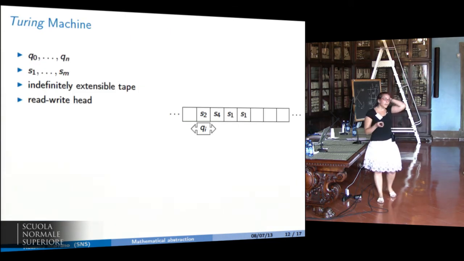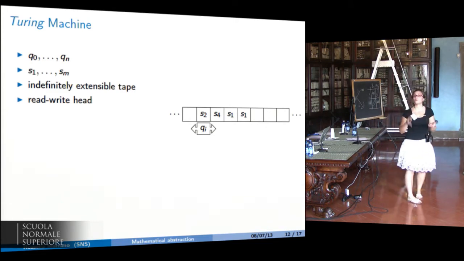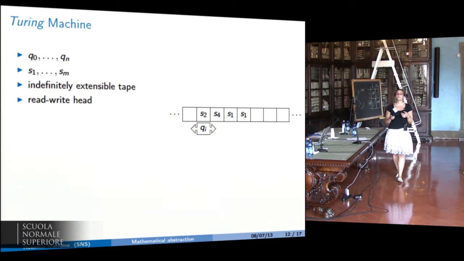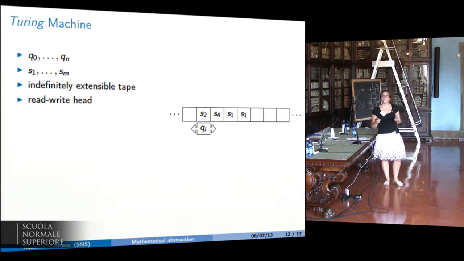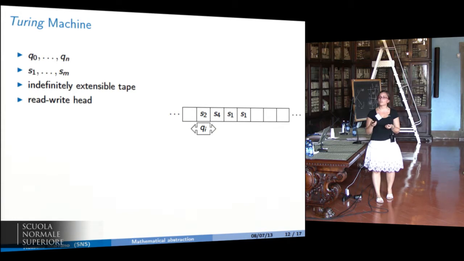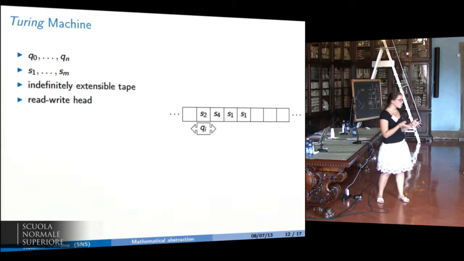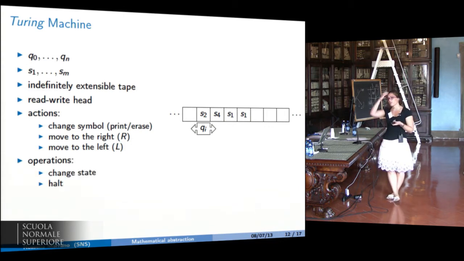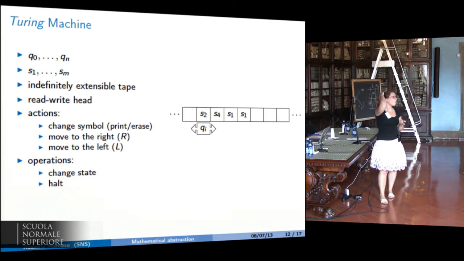And we are ready now to see the mathematical definition of what we now call a Turing machine, but Turing calls a logical computing machine or automatic machine. We have a finite number of states, we have a finite number of symbols, and we have a tape which is not actually infinite, but can be extended in both directions. And we have a head, which is positioned on one square. Those are the actions that can be performed by the machine. It can change the symbol, which corresponds to the act of a man erasing something and writing something else. It can move to the right and can move to the left. There are two special operations of different kinds, that is to change state and to halt.